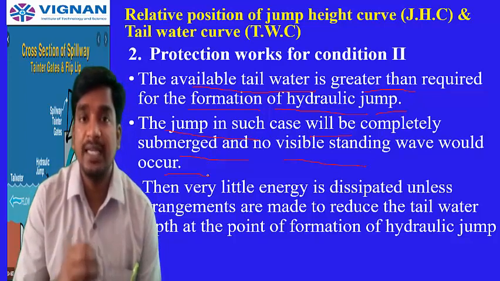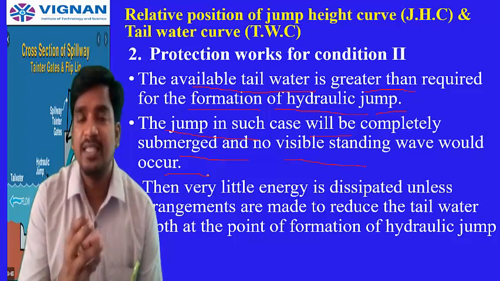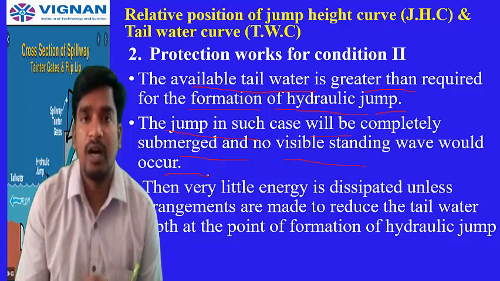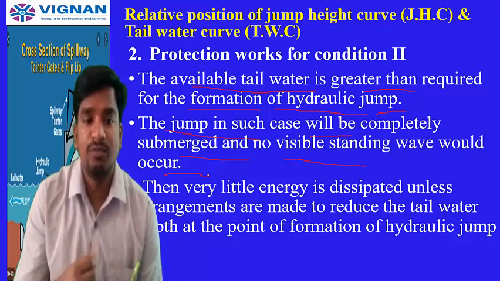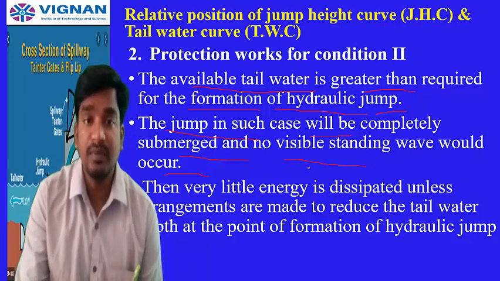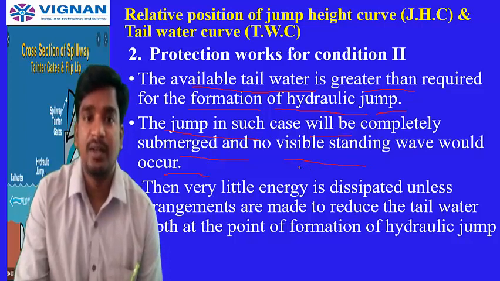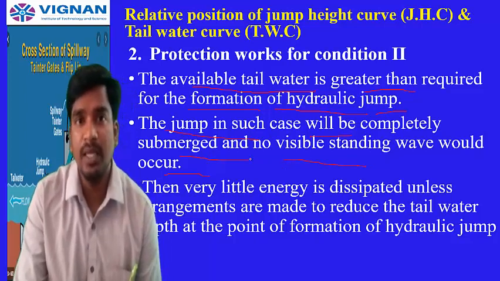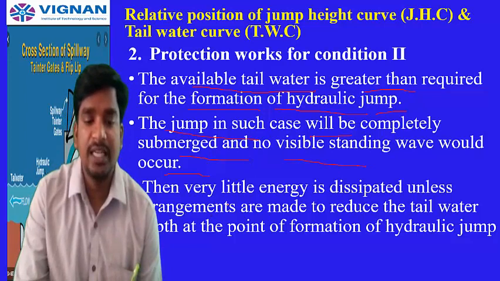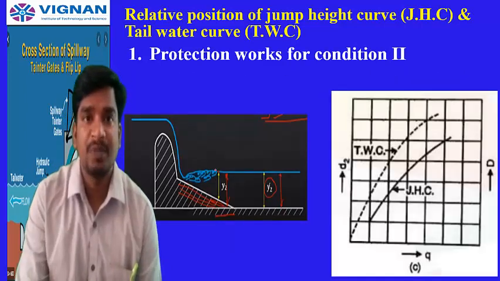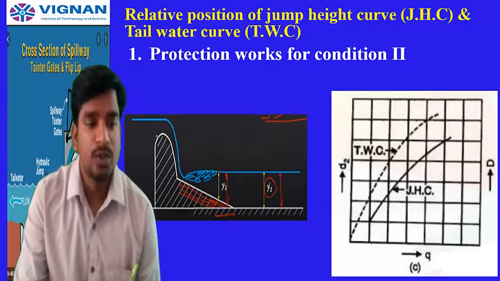If no visible standing wave is occurring, what does it indicate? It indicates that the energy dissipation will be much lesser than required. Our intention is to dissipate the energy by means of the hydraulic jump. If the tailwater has a higher depth than required, in this particular case the jump height will be very small and the energy dissipation will also be simultaneously less. Here you can see the picture, in the left side picture. So this is our downstream area. So here what happens?